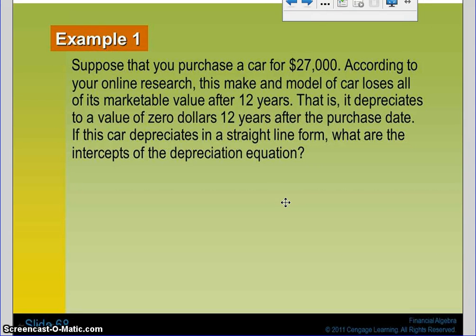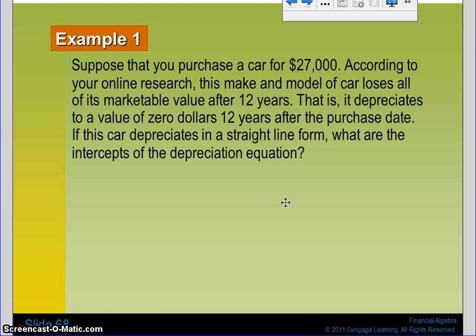Right, let's go ahead and take a look at 5.5. For 5.5, we're going through linear automobile depreciation. So we're going to write, interpret, and graph a straight line depreciation equation, and interpret the graph of the straight line depreciation equation. So let's look at the first example.